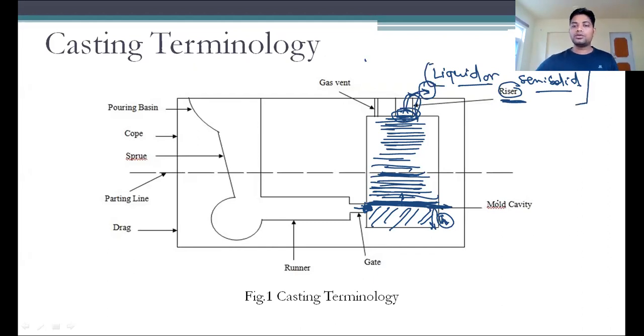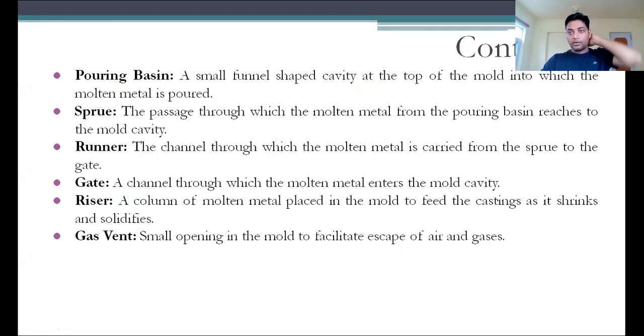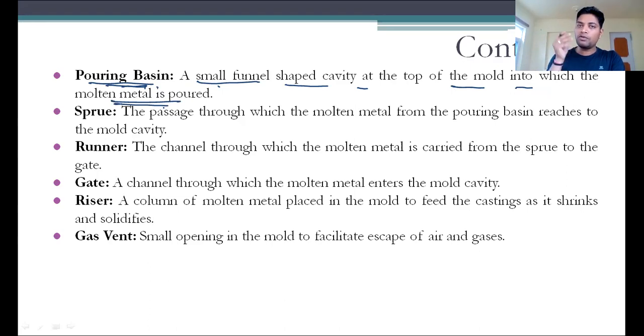Okay guys, so this is basically the concept of that. I'm just briefing you on what these elements are. I have the definitions for you, because I will give you this PDF, so it will be easy to understand. First is the pouring basin, the small funnel shaped cavity at the top of the mold into which the molten material is poured. Why? Because we want the molten material we are pouring to follow the path. It should not fall.